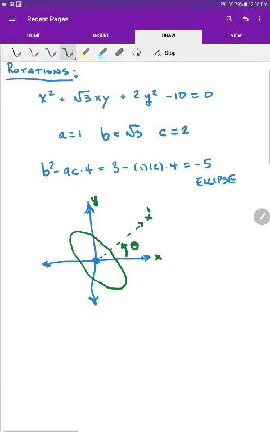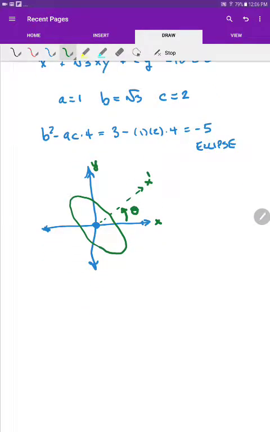So the question is, what is that theta? How do we figure it out? Well, it turns out the relationship we can use to determine that is the cotangent of twice that angle, 2 theta, equals a minus c over b. Quite simply, a minus c over b.